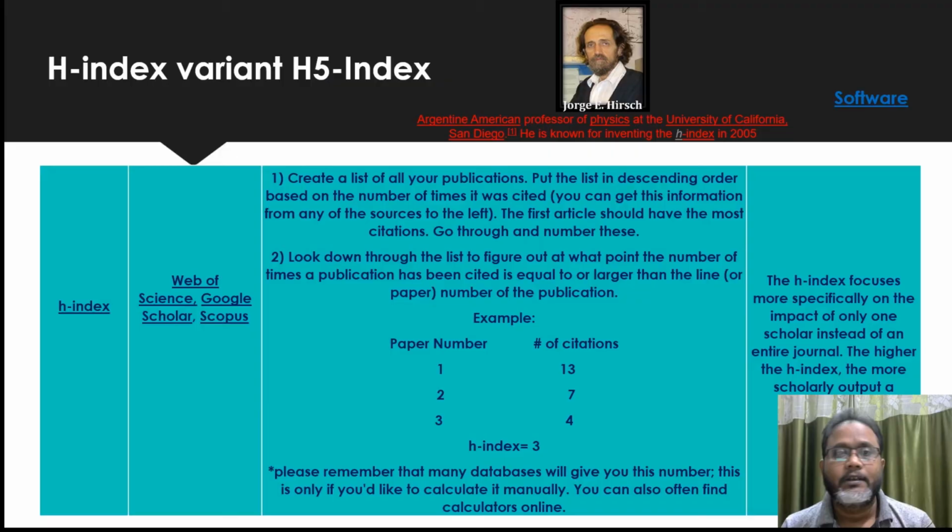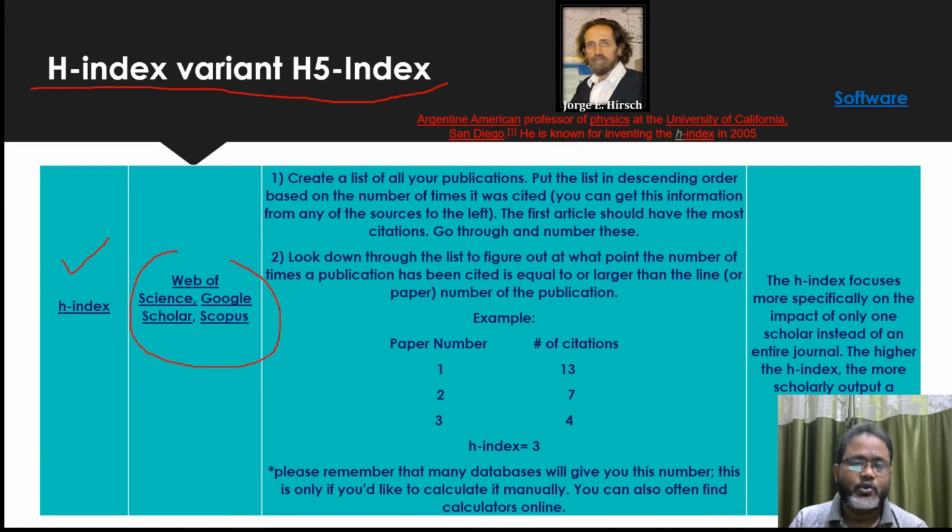And now we have the H index variant, that is the H5 index. Here you see this physicist, Argentine American professor of physics at the University of California, San Diego, known as Jorge E. Hirsch. He developed the H index, and he collected the source data from Web of Science, Google Scholar and Scopus, all three.